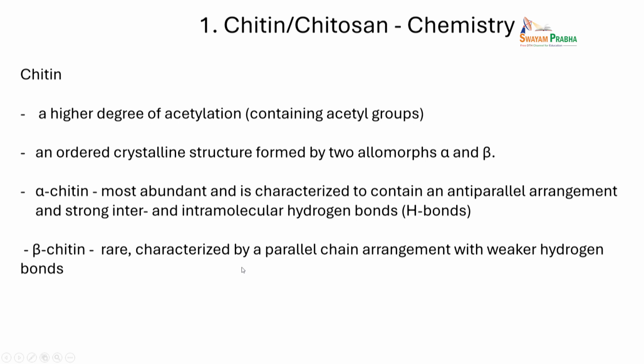What happens is, as I said, chitin has a very high degree of acetylation of the amine groups, and it forms a highly ordered crystal structure. It has two kinds of forms, which we call alpha chitin and beta chitin. These are two polymorphs that are seen. In this, alpha chitin is the most abundantly available, and it is characterized by antiparallel arrangement and strong inter- and intramolecular hydrogen bonds. So hydrogen bonds are very strong in this system, whereas beta chitin is not that common, it's quite rare, and in this case the chains are arranged parallel to each other.